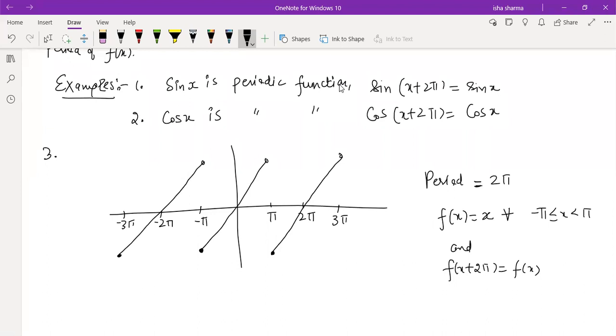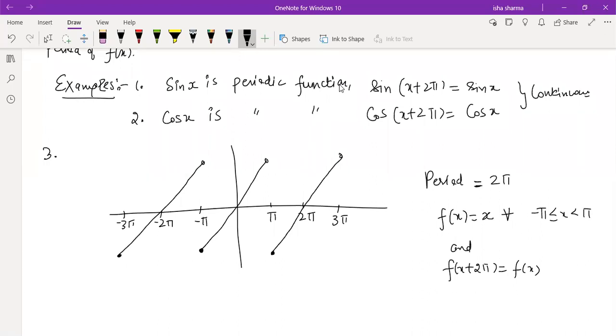So what is the difference between example number 1, 2 and 3? Example number 1 and 2 were continuous functions. They were periodic with period 2 pi, but they were continuous functions, right? So these two both are, we know. I don't even need to draw the graphs of these functions. Everybody knows sin x, cos x graph. We know they are continuous functions.